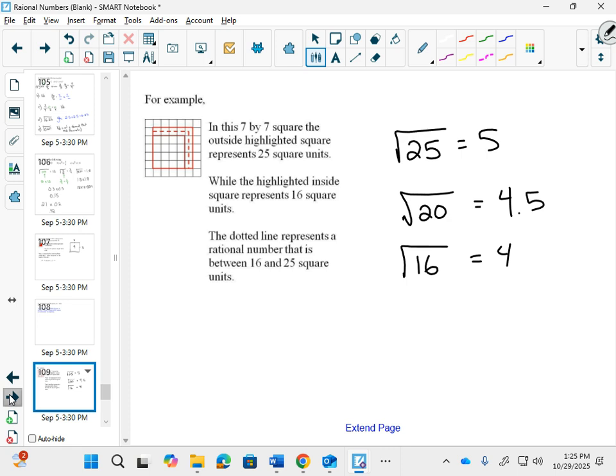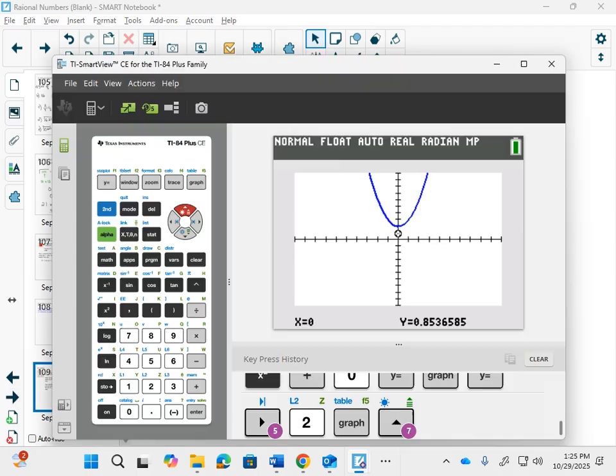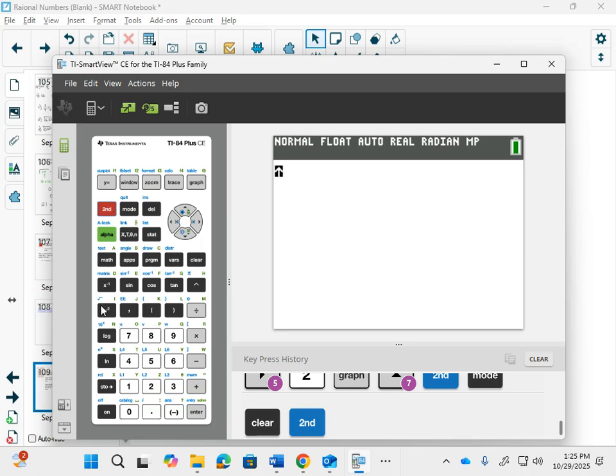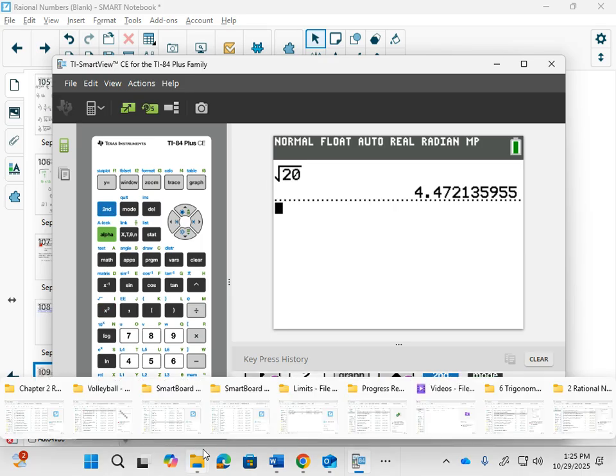4.45. Oh, I like 4.472. I don't know. Let's try it. That's probably what it is. I don't know. So we can go to our calculator and take the square root of 20. 4.472. Look at that. Oh, I was 2 hundredths off.